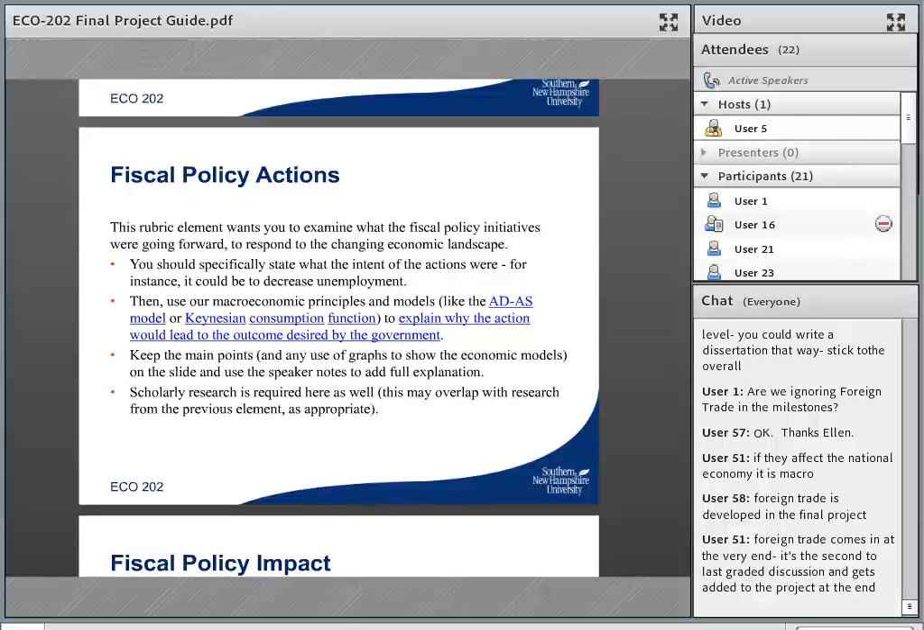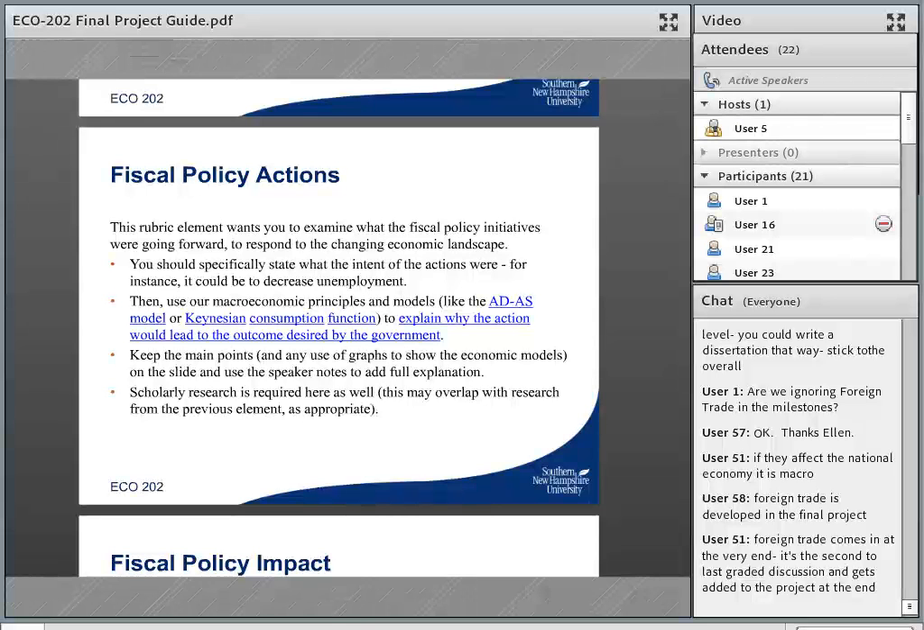So that's kind of your goal here, is to say this was the action, this is how the theory or the model explains it. We've got some links to the models that you can use. How does that support this choice by the government? How does it explain it?